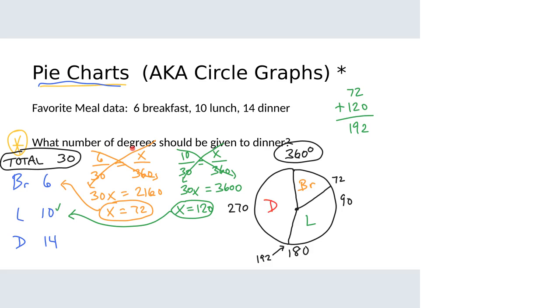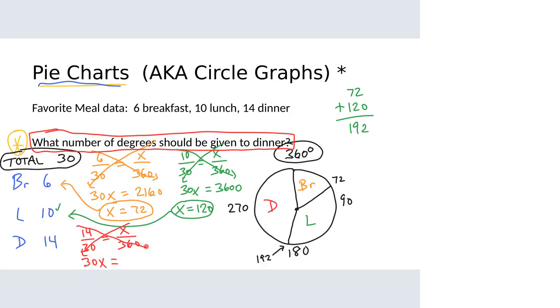But we had a question we wanted to answer. What number of degrees should be given to dinner? All right, well, 14 out of 30 people chose dinner. So how many out of the 360 degrees should be given to dinner? And we cross multiply, and we get 30x is equal to whatever 14 times 360 is, 5,040. And then we'll divide both sides by 30, and x is 168. So 168 degrees are going to be given to dinner.